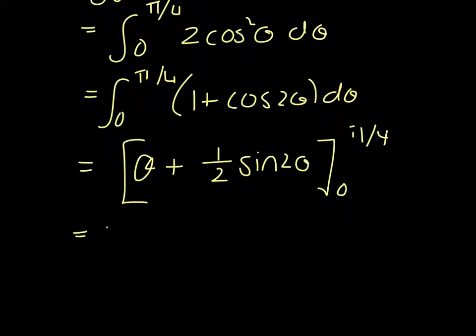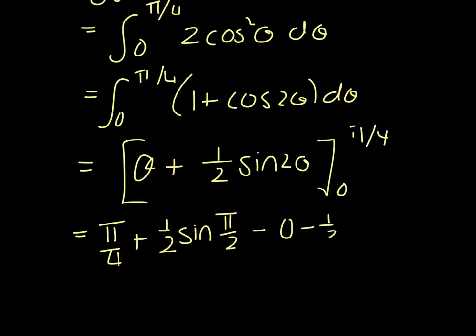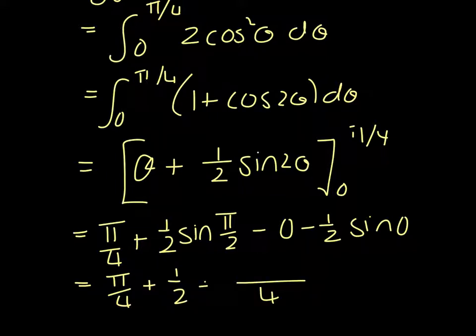Substituting in our limits, we have pi over 4 plus 1/2 the sine of 2 pi over 4, or pi over 2, minus 0 minus 1/2 the sine of 0. So that's pi over 4 plus 1/2, and if we make a common denominator of 4, that is pi plus 2 over 4.